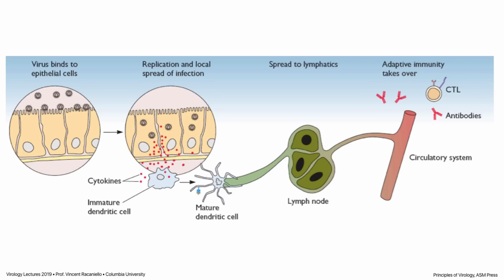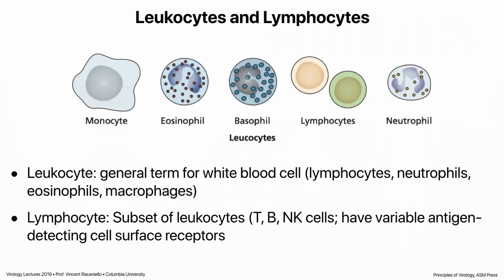Now let's do some terminology first to make sure you understand the words that I tell you. There are two words that we throw around. Let's make sure we understand what leukocytes and lymphocytes are. Leukocyte is a general term for white blood cells. And white blood cells include all of these shown here: lymphocytes, neutrophils, eosinophils, and macrophages. And these are drawings of what they look like. They can be distinguished under a light microscope.